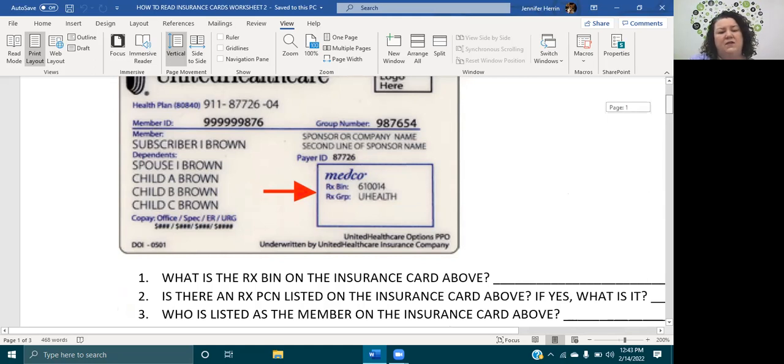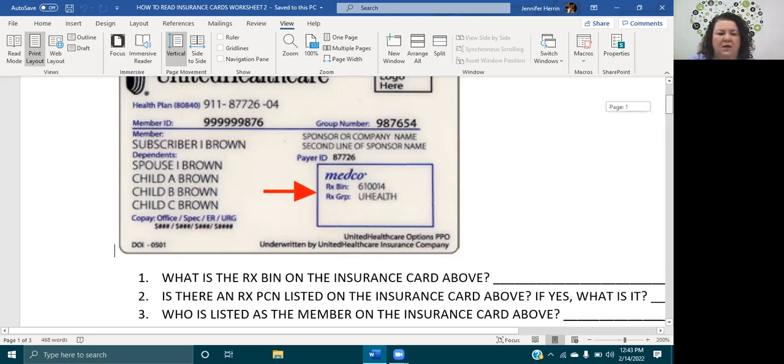It wants to know who is listed as the member on the card above. So you'll notice there's multiple names here. They all have the last name Brown, but the actual member is listed as subscriber. And I think that's supposed to be the Roman numeral 1 Brown. And then these others listed beneath are the dependents, the spouse, child A, child B, child C. So when it's asking who is the member, you're going to go with that subscriber or member name. So in this case, it would be subscriber 1 Brown or subscriber I Brown.